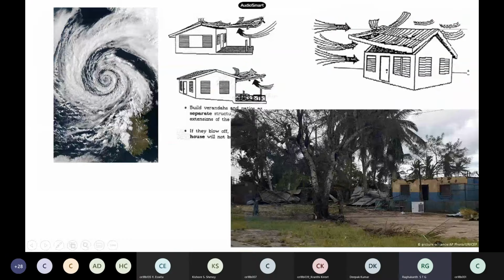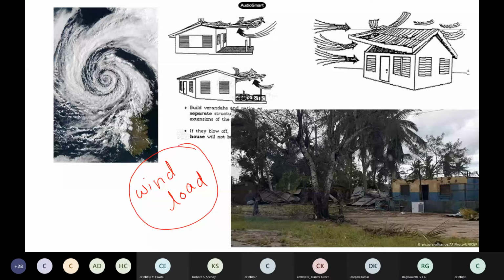Now we will go to the next load, that is the wind load, which is much more complicated compared to other things. What type of load is wind? Is it a static load or a dynamic load? Dynamic. By definition, it is a dynamic load.